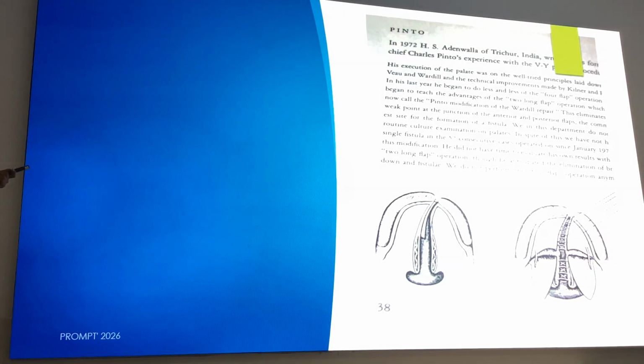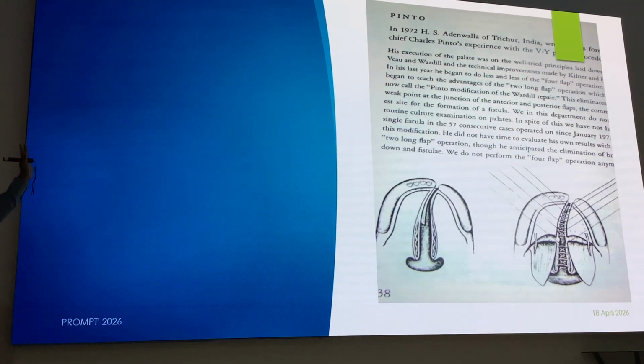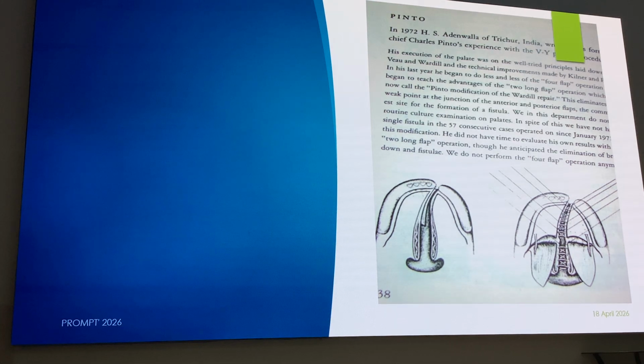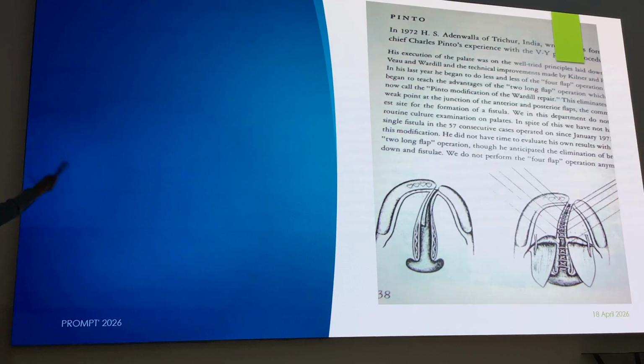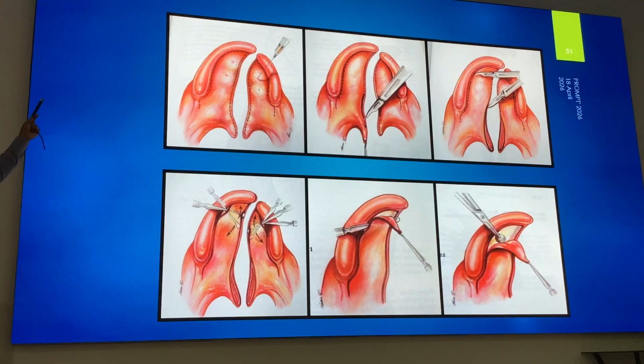The first one is the Pinto modification. This is in our list. But this is essentially a tube plastic which was devised by Dr. Charles Pinto. I think it's probably independent of Bharat. So this is the same technique, and we use two mucoperiosteal flaps, and that's what you see.